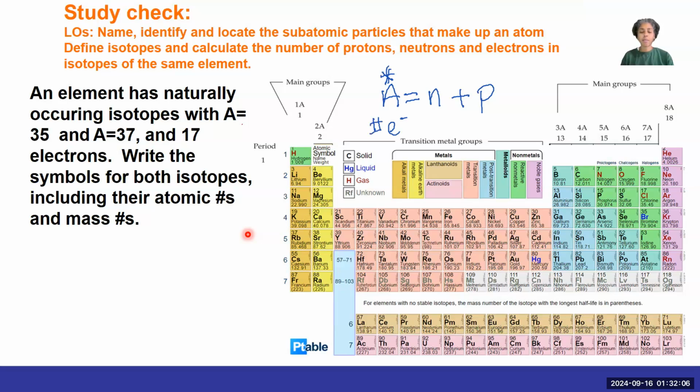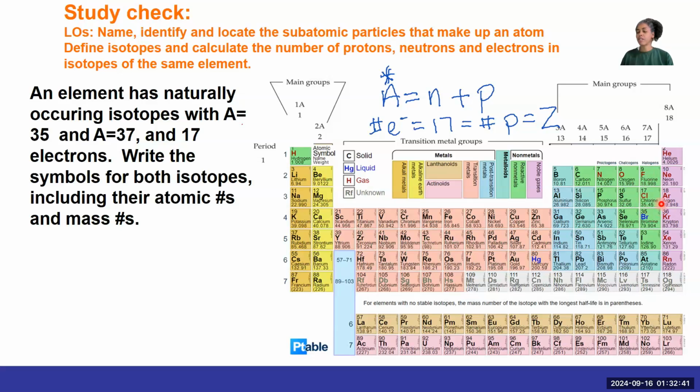Well, what did we say about the number of electrons in a neutral atom? The number of electrons is always going to be equal to the number of protons in a neutral atom. And that number of protons gives us the identity of the element, and it is the atomic number, which is the letter Z. So if we have 17 electrons, then let us find 17 on the periodic table.